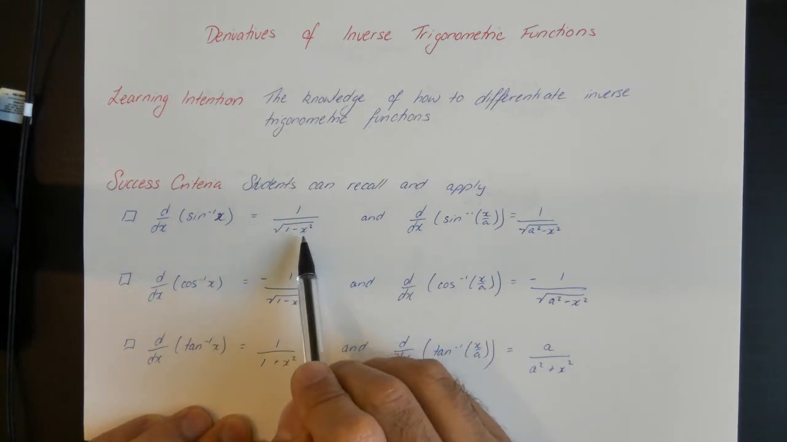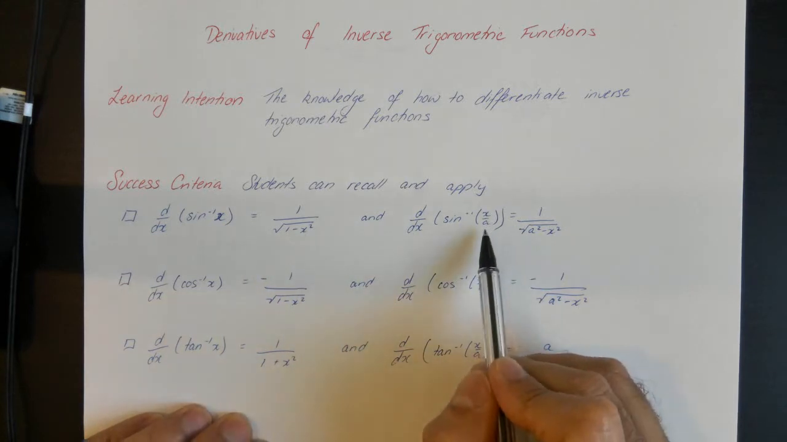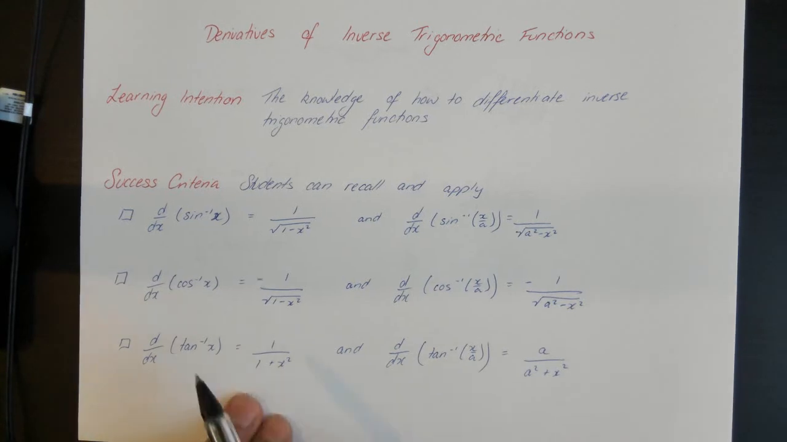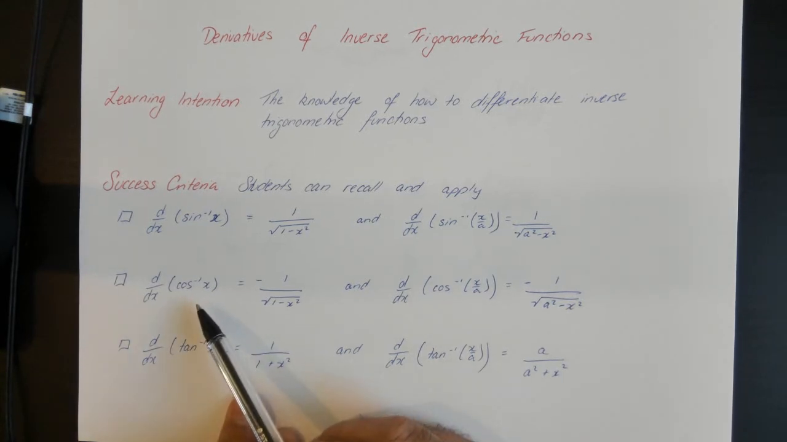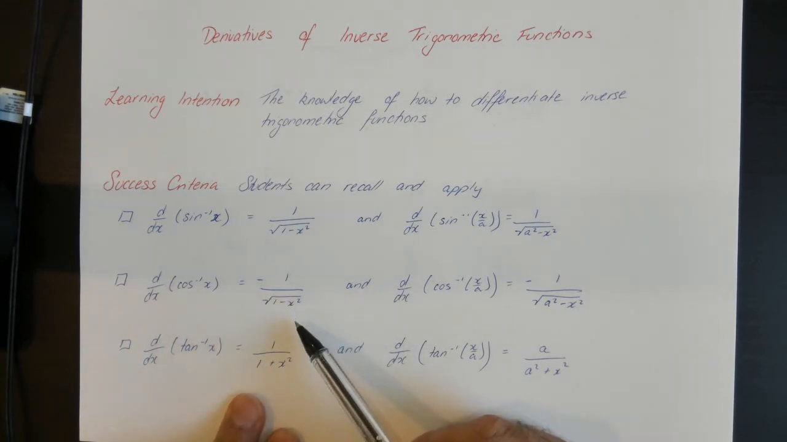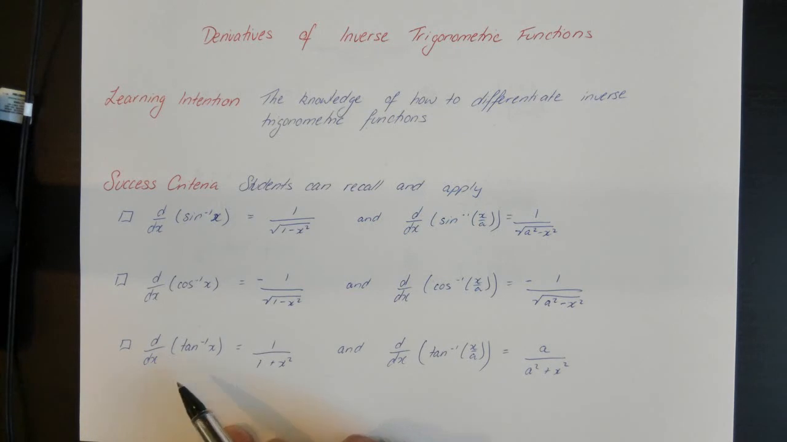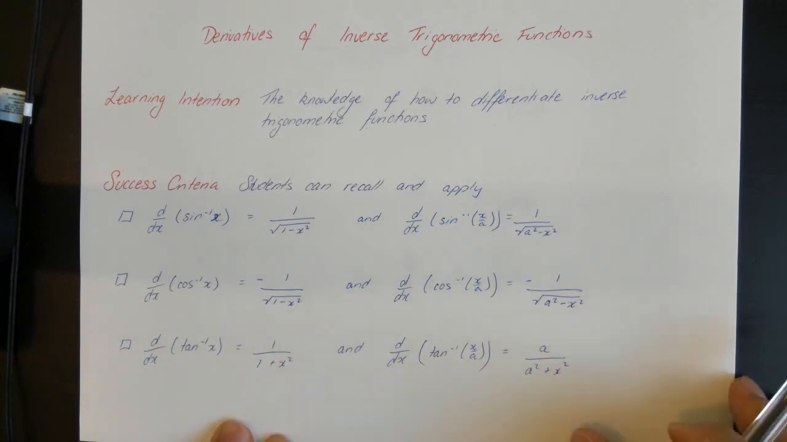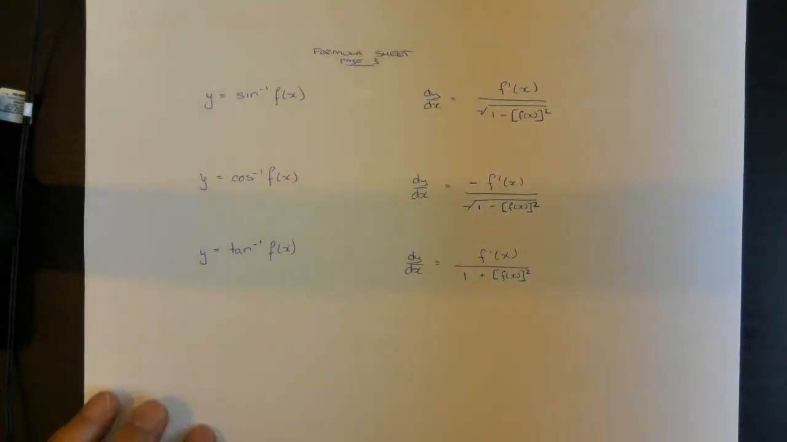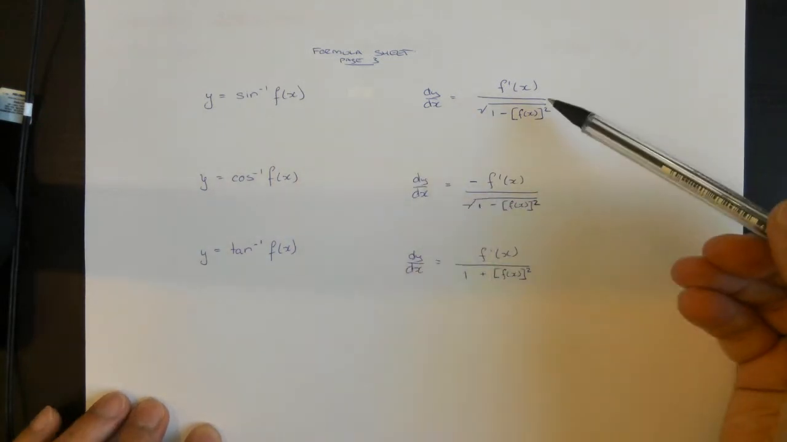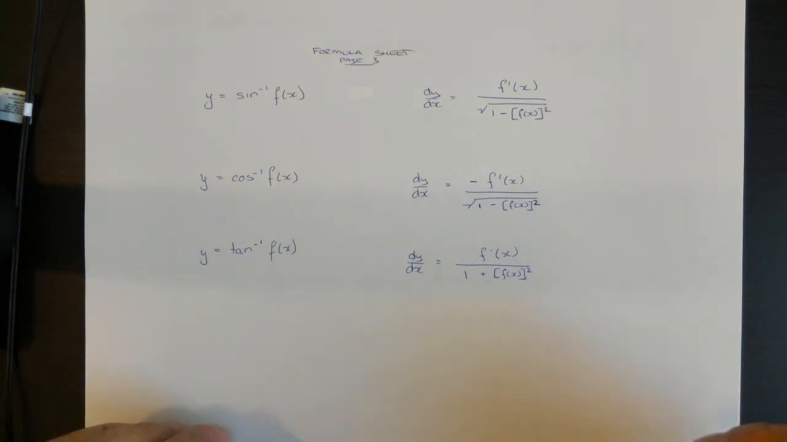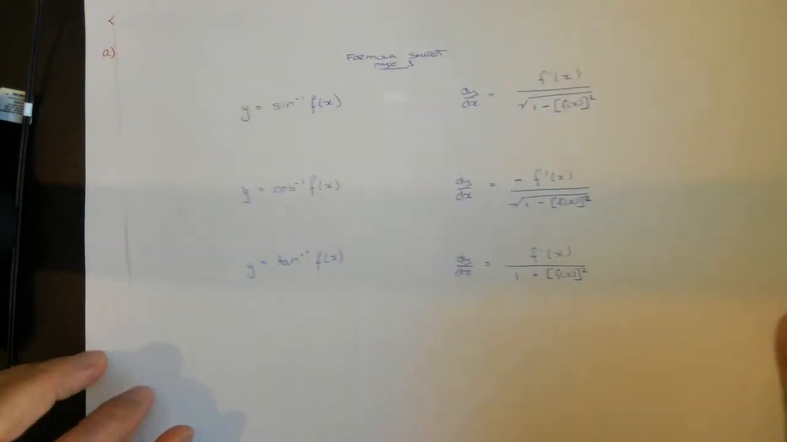over the square root of 1 minus x squared. Or if you've got x over a, it's going to be the square root of a squared minus x squared. Similarly, if you differentiate inverse cos, you get negative 1 over the square root of 1 minus x squared. And the derivative of inverse tan, or arctan, you get 1 over 1 plus x squared. Now, on our formula sheet on page number 3, we get these rules, and these rules are probably easier to understand and manipulate. So let's do some examples.